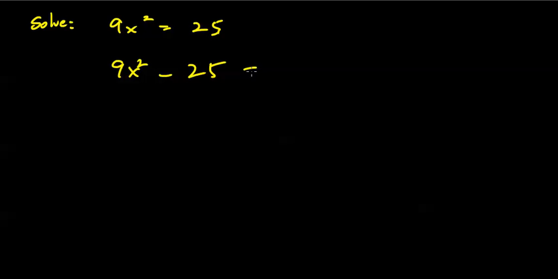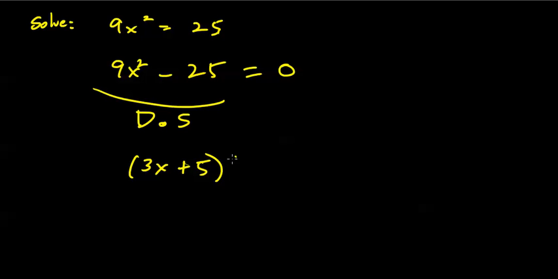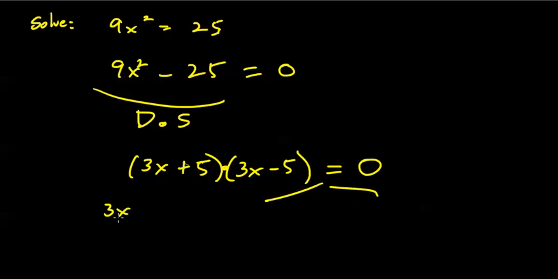So, arranging terms in decreasing degree, I'll subtract 25 from both sides. Alright, so I will have 9x squared minus 25 on the left and equals 0 on the right. Of course, we'll recognize this as a difference of squares. On the left, I can then factor it instantly as (3x plus 5) times (3x minus 5), and I'll then have that product equaling 0. And if a product equals 0, by our zero product rule, that means one or the other factor equals 0.